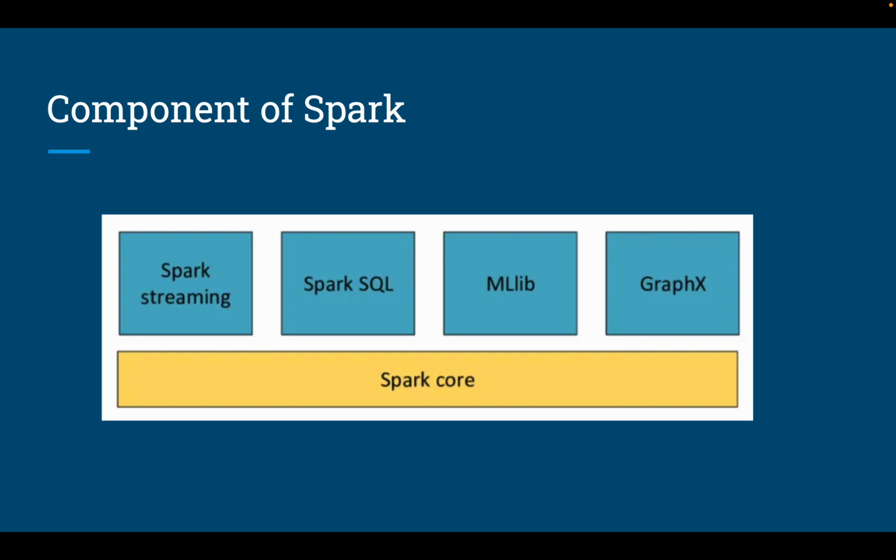As for the basic components, we have Spark Core. On top of that we have Spark Streaming, which helps us do streaming tasks, and we have Spark SQL, which, from the name itself, we know is used for processing structured and semi-structured data. And we have MLlib, the machine learning library, which helps with classification, regression and recommendation engines. And we have GraphX, which is used for graph processing. So this is the high-level set of components of Spark.